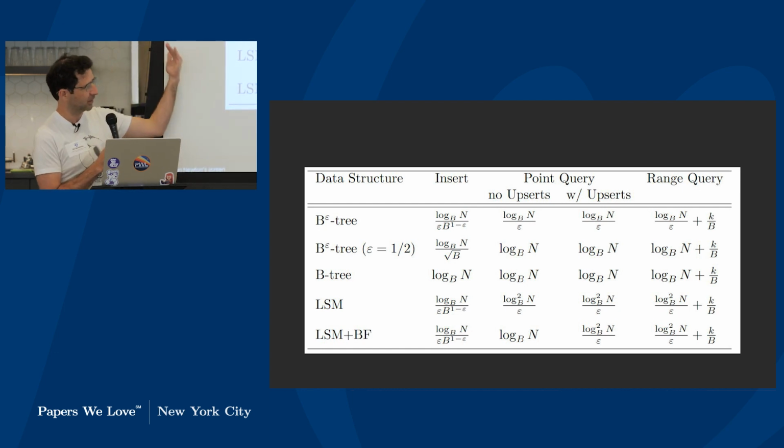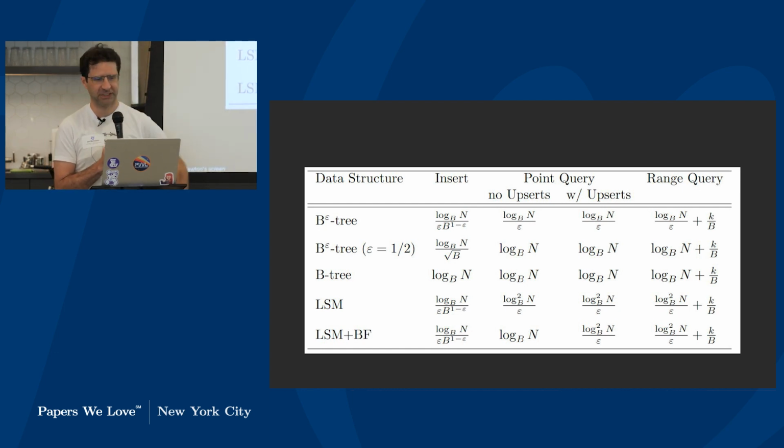As you can see, basically the B epsilon tree with epsilon as half has basically the same performance for all reads as the B tree, but is faster for inserts. And the bigger the B is, the nicer that actually happens. B is the size of the leaf.